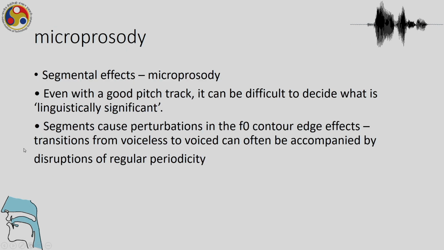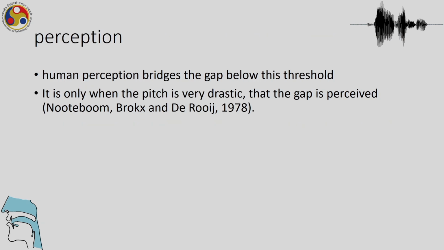So, these segmental effects are called microprosody, and even with a good pitch track, it can be difficult to decide what is linguistically significant. Segments cause perturbations in the fundamental frequency. In the fundamental frequency contour, edge effects, transitions from voiceless to voiced, can often be accompanied by disruptions of regular periodicity. So human perception bridges the gap across this threshold. It is only when the pitch change is very drastic that the gap is perceived.